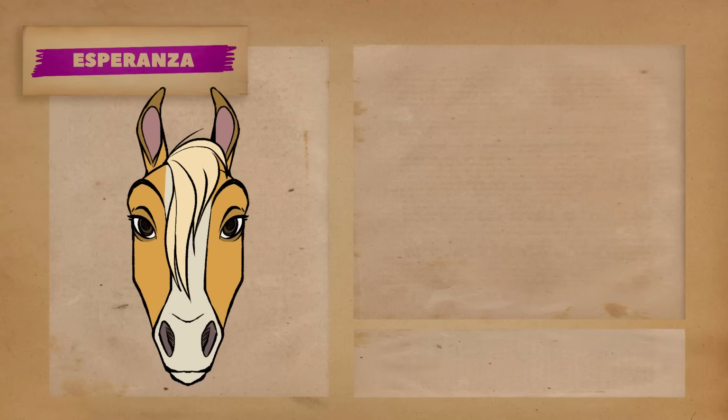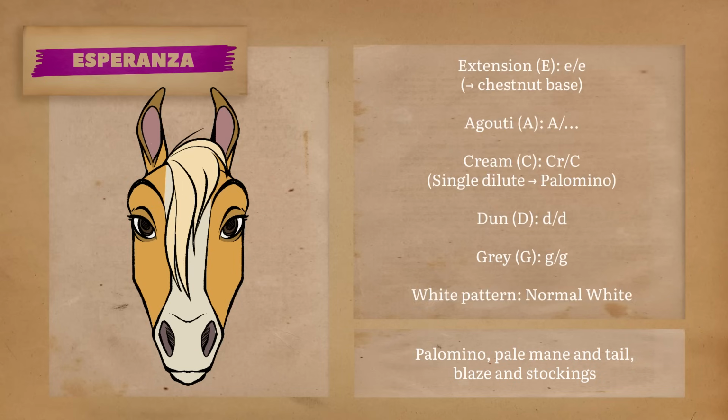Next up is Spirit's mother, Esperanza. Esperanza, both in the movie and the books, is a palomino, which means she has a golden coat, pale mane and tail, no dorsal stripe, she has a blaze on her face and white stockings. Now it is noted that she doesn't show these white markings in the books. However, as the movie version of her is the most popular, I will include these white markings. So let's get into her genotyping. If we have a look at the extension gene, we know she's a palomino that comes from a chestnut base, so she is homozygous lowercase e.